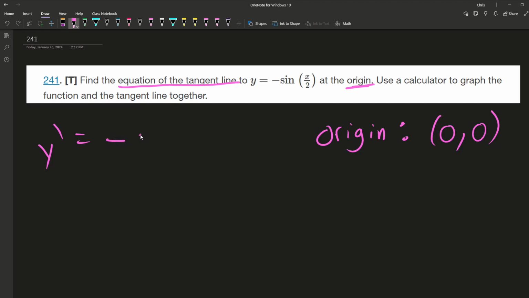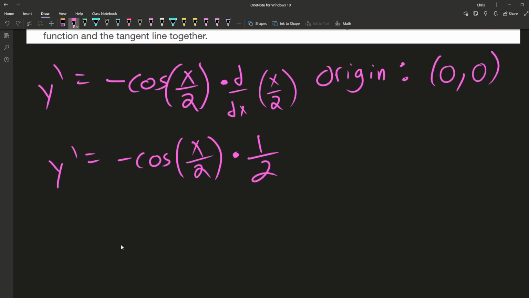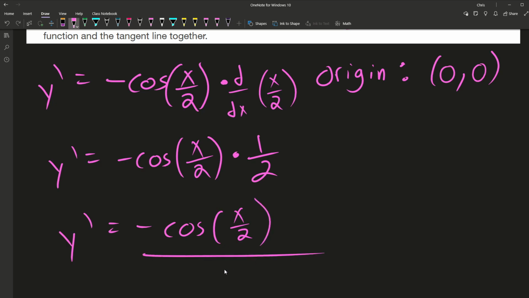Y prime is negative cosine of x over 2 times the derivative of the inside, right? This is the derivative with respect to x of x over 2. So y prime is negative cosine of x over 2 times the derivative of x over 2 is 1/2. So y prime is negative cosine of x over 2 over 2.